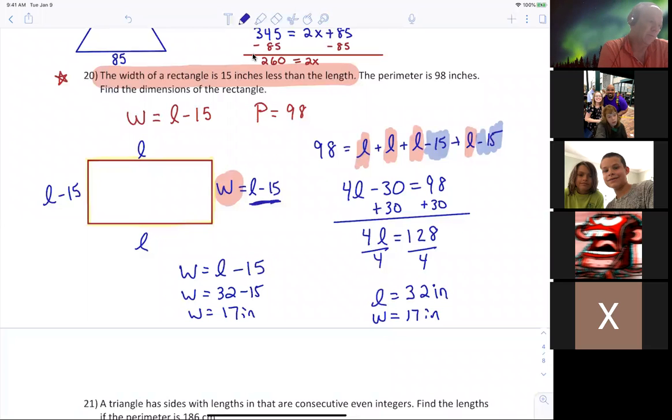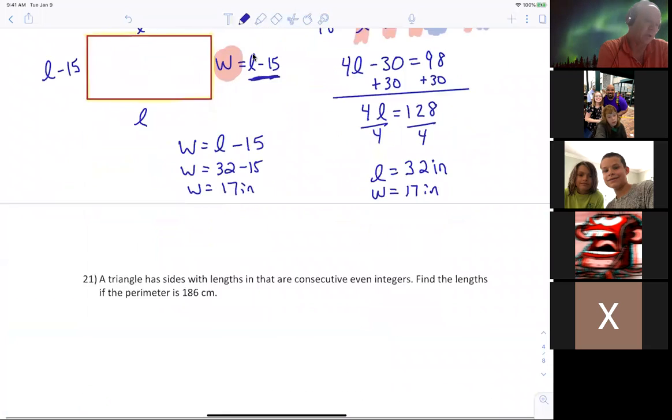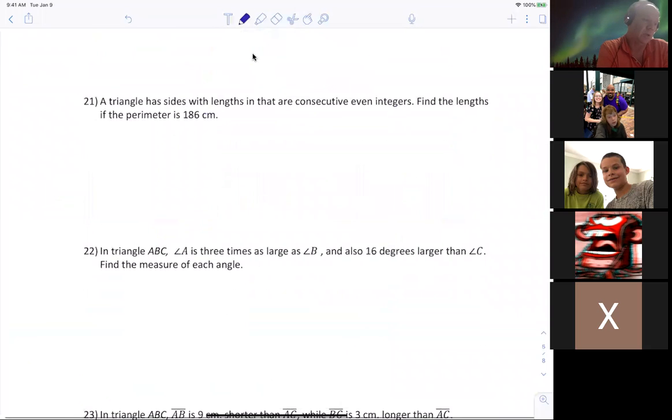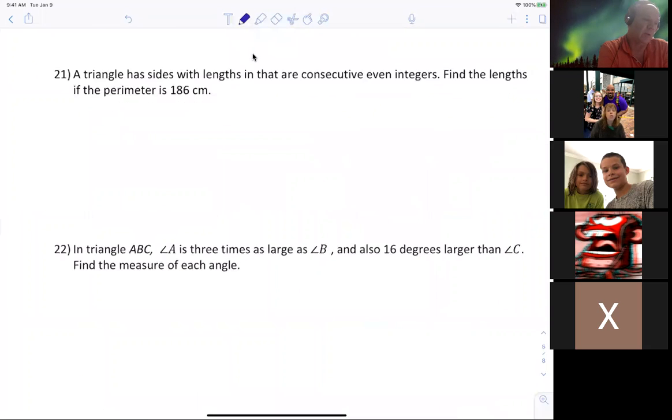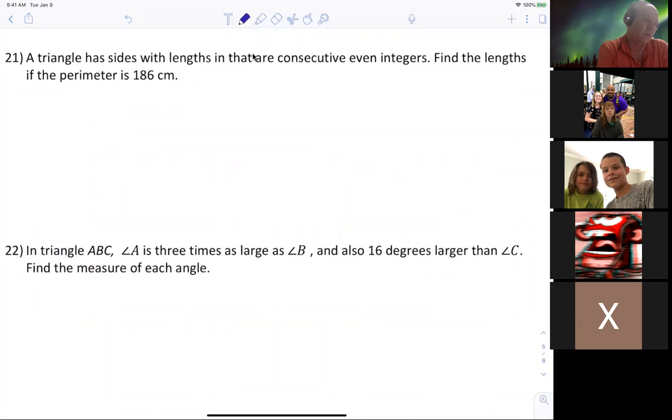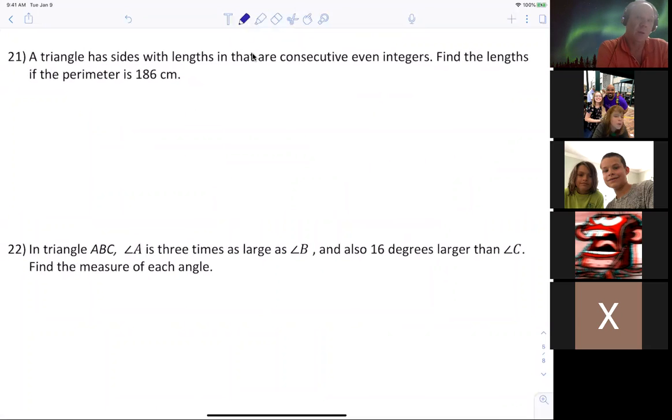All right. So here we go. What I want to do is cut you a little break today. So we're going to do 21, and then I'm going to tell you what I want you to do for the rest of the time. All right, so here we go. So 21. The triangle has sides with lengths that are consecutive even integers. Wow. So consecutive even integers. So now everybody has to write or draw a triangle.